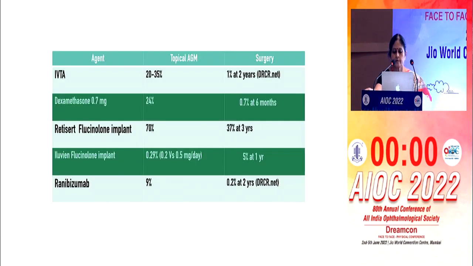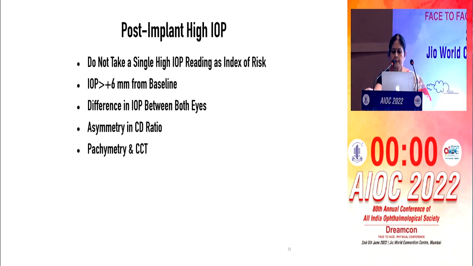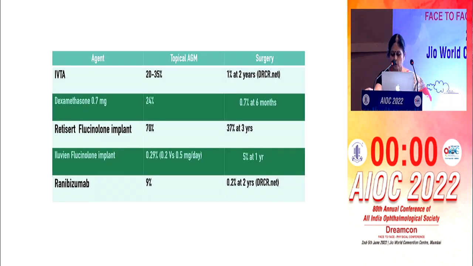The most commonly used intravitreal steroid right now is dexamethasone. We give it in the form of a dexamethasone implant. With a post-implant high IOP spike, do not take a single reading as a risk for elevated intraocular pressure. Keep your patient on follow-up. Look at the pressures in the other eye. See if you can correlate his pressures with the central corneal thickness. Look for asymmetry in the cup disc ratio and difference in pressures between both the eyes before coming to a conclusion that the steroid that you have injected is responsible for the elevation of intraocular pressure.